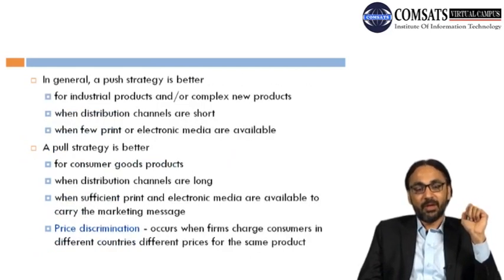The third factor is media availability. In general, a push strategy is better for industrial products and complex new products, when distribution channels are short and when few print or electronic media are available. A pull strategy is better for consumer goods when distribution channels are long and when sufficient print and electronic media are available to carry the marketing message. Price discrimination is another term. Price discrimination occurs when firms charge consumers in different countries different prices for the same product.